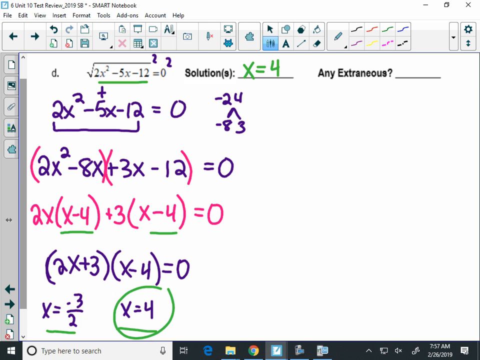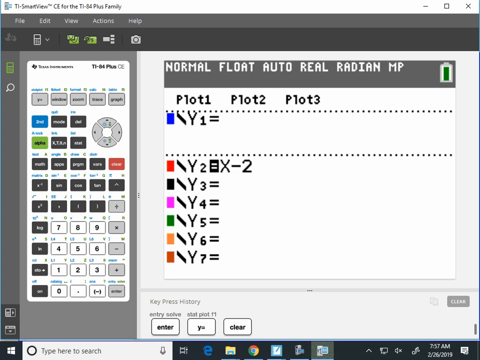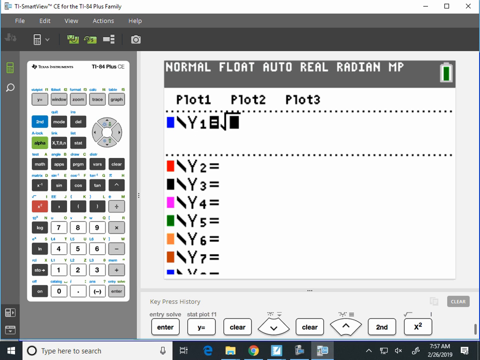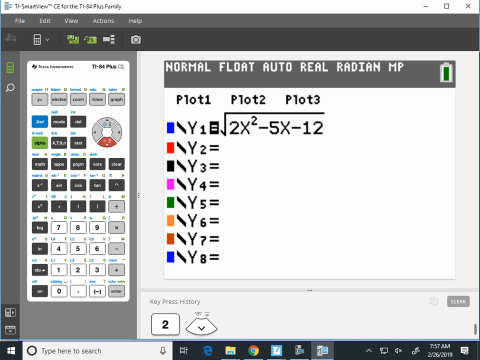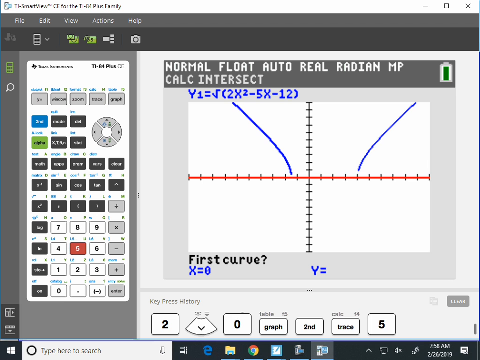We can also use our table like we just did in the last problem, or I'm going to show you how to use the intersection on your calculator. You could check negative 3 over 2 the same way, but I'm going to show you using your calculator. So we type the left side of the equals into our calculator: the square root of 2x squared minus 5x minus 12. And then the other y equals is y equals 0. That was the other side of our expression. Now, it's hard to tell from your graph because of the way your graph does this problem. But what we can do is trace the intersection here. So we'll go down to option 5.